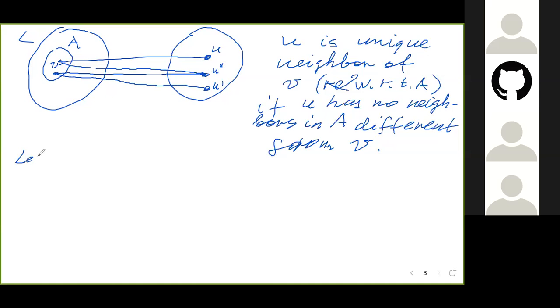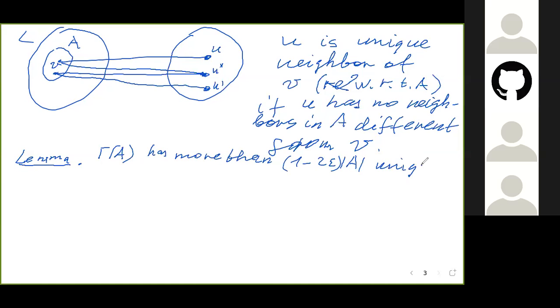And the lemma states that, assuming that A has at most k nodes, gamma of A has more than 1 minus 2 epsilon times cardinality of A unique neighbors, if A has at most k nodes.